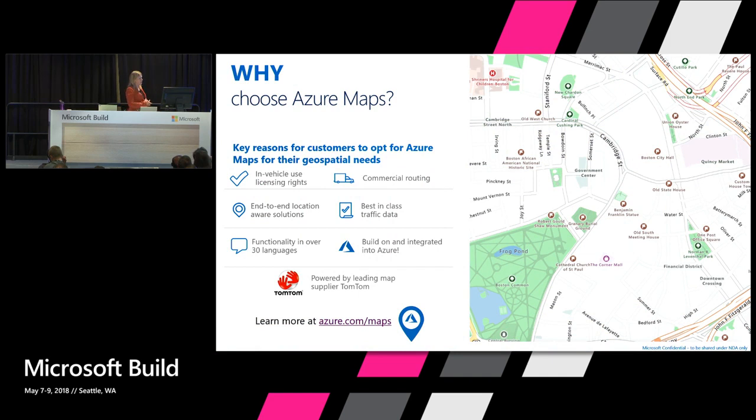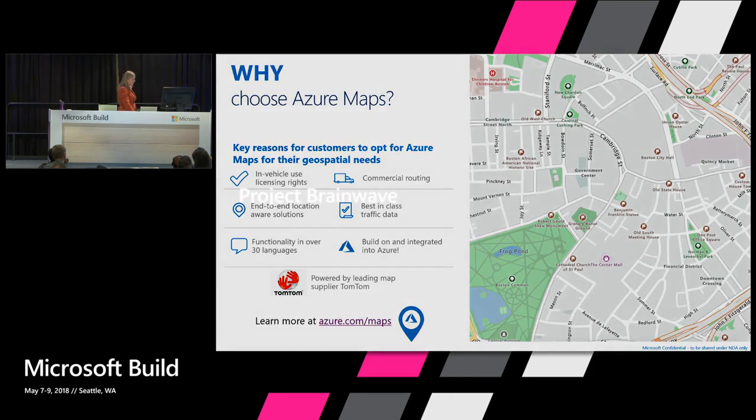So why choose Azure Maps? Incredible stuff. As you could see, it's very polished, with a very beautiful UI as you saw in that demo. And then there are commercial scale routing algorithms, best-in-class traffic data, functionality in over 30 different languages, all on Azure. And the map data is actually powered by TomTom, which is one of the most trusted names in mapping. So very great stuff there. And learn more at azure.com/maps.